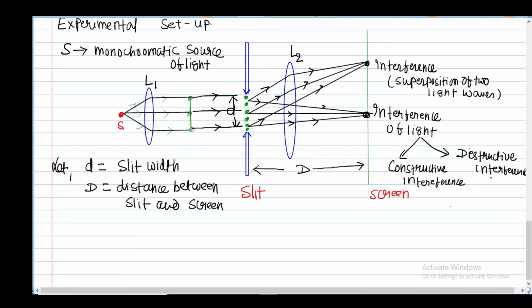Because finally the light waves coming from the slit, from the plane wavefront, are passing through the lens, and when they pass through the lens, they converge at a certain point. If they converge on the screen at a certain point in such a way that they are in the same phase, then at that point we will get constructive interference, means maxima. Maxima means we will get the bright spot of light there. And if the light waves coming from the slit and passing through the lens finally superpose over each other in such a way that they are out of phase, then at that point we will get destructive interference. Destructive interference means we will get the minimum intensity of light at that point. Means minima we will get.